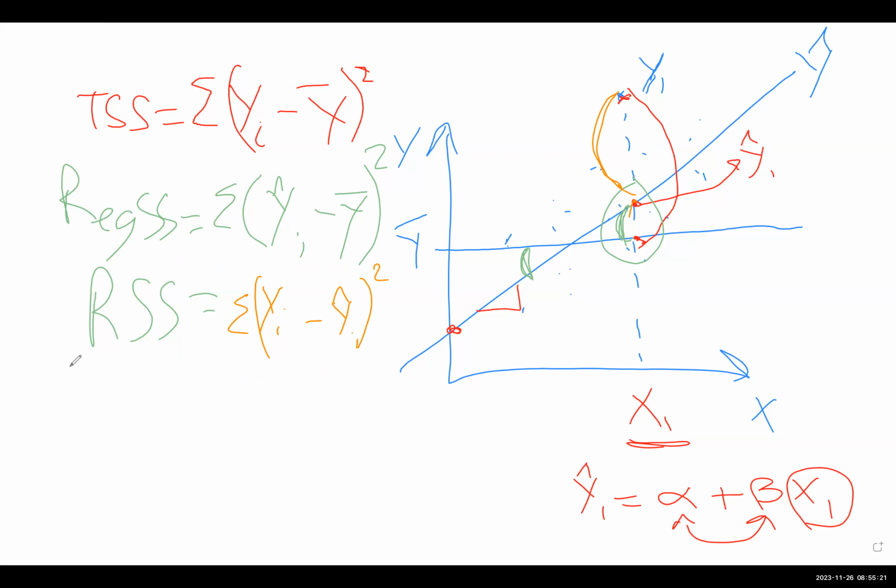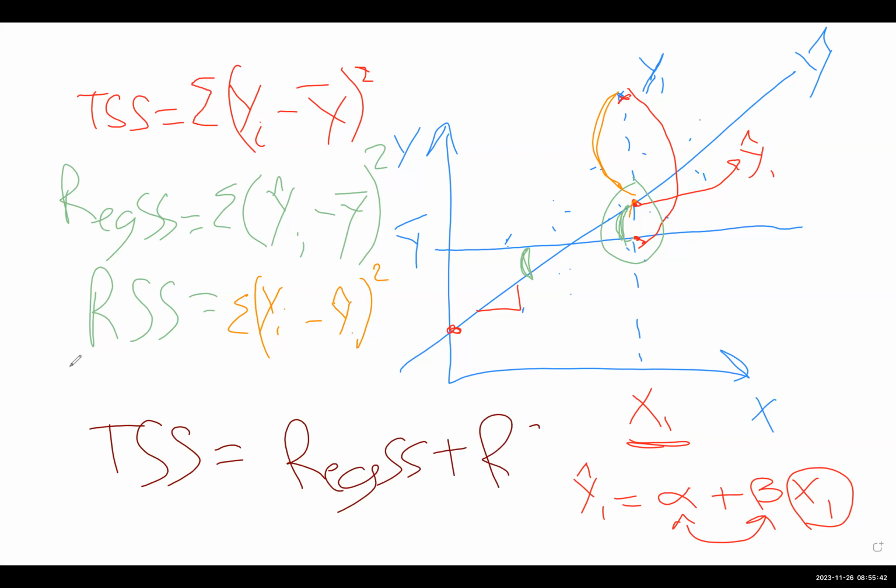And so basically what we're doing, we have three parts here. We have the total variance, the explained sum of squares, and the unexplained sum of squares. And it turns out that you can just write this as total sums of squares equals the regression sums of squares plus the residual sums of squares.